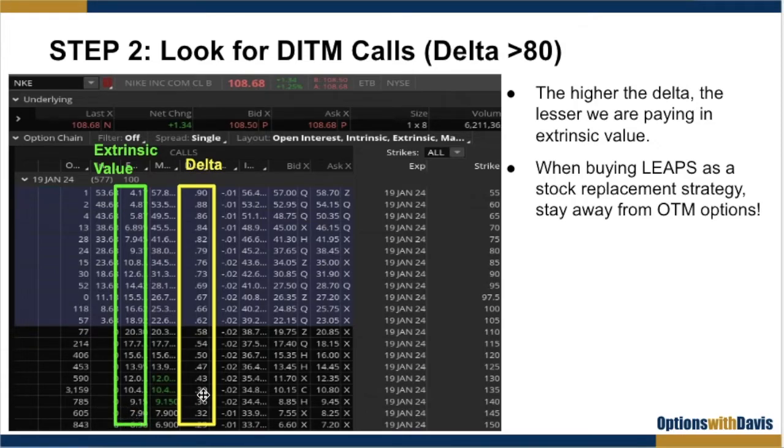Basically, you're just hoping that the stock will go all the way up to your strike price, and if it goes to your strike price, you only break even. It has to go a significant amount. It has to go much higher for you to profit. So that is why, when buying LEAPS as a stock replacement strategy where you want to hold for the long term, I would stay away from out of the money options.